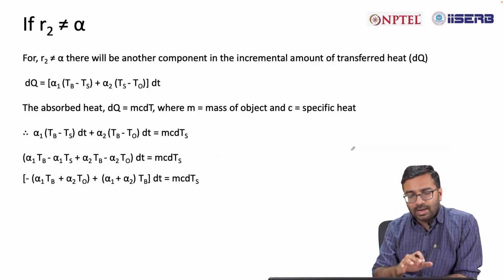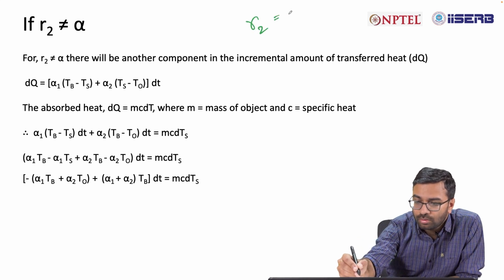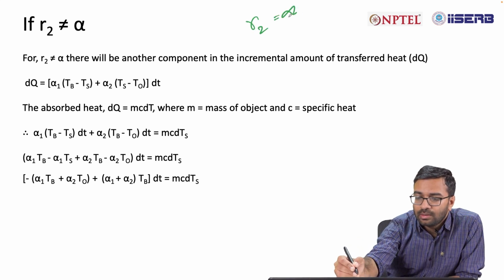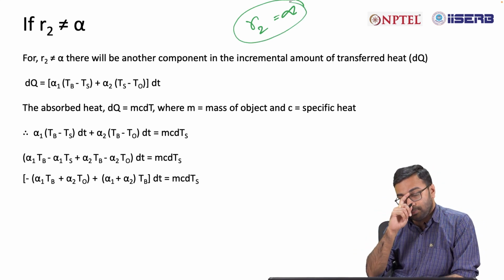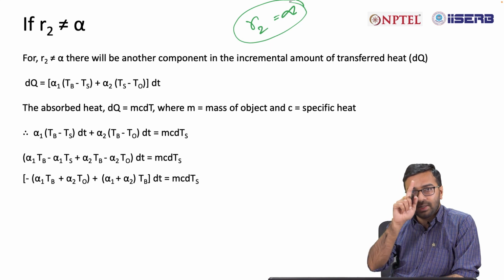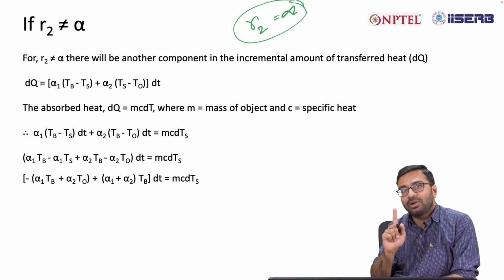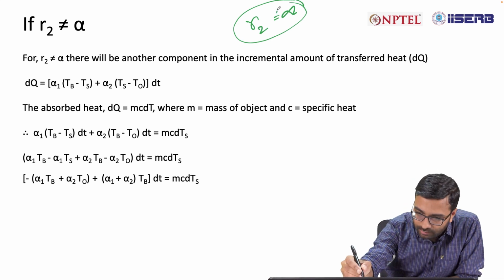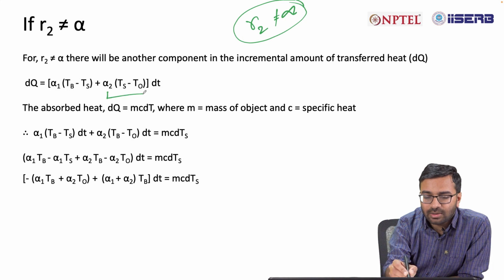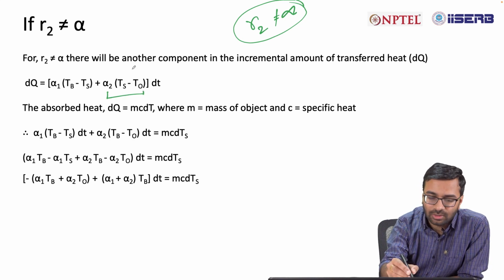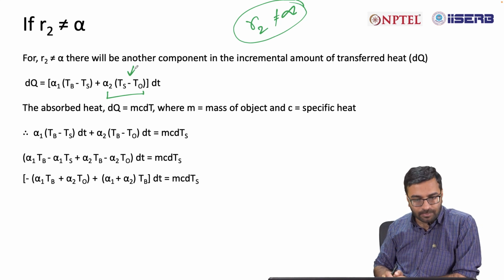Then, so far we have considered your R2 is equal to infinite. Why have we considered that? Because we have considered there is no heat loss. Then only we will get dq equal to dq dash, right? But if your R2 is not equal to infinite, in that case there will be another term, which is alpha 2 Ts minus T0, that will also be included in your dq equation, right?